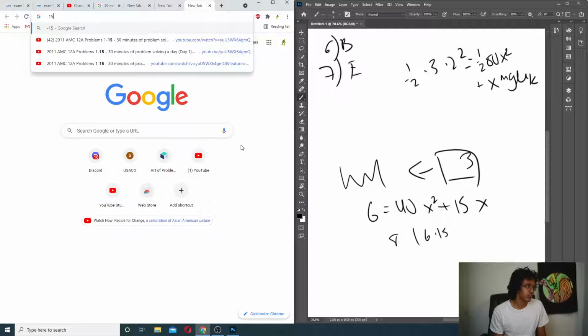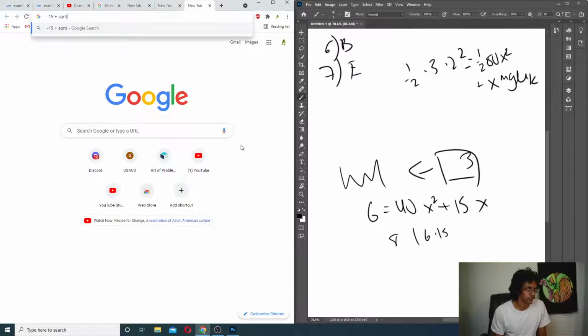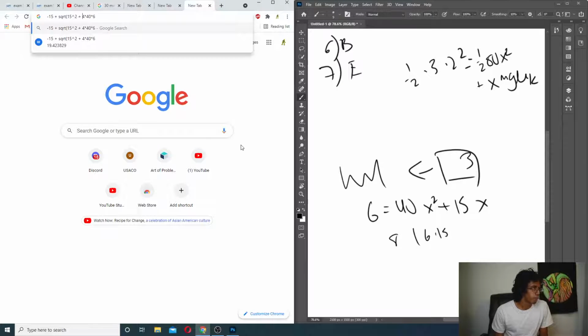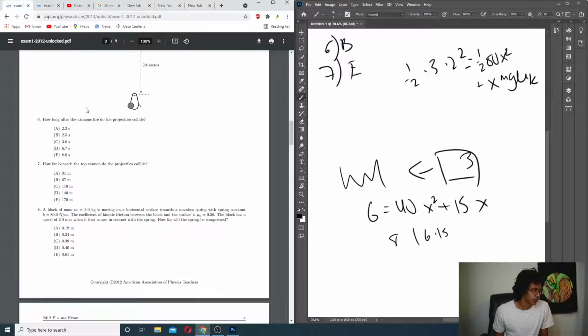So, negative 15, I just hate using the quadratic formula, but it's fine, plus the square root of 15 squared minus 4 times 40 times negative 6, so this is a plus. And then you divide this whole thing by 2 times 40, so divide by 80. That gives 0.24. 0.24 is B. Alright, 8 is B.